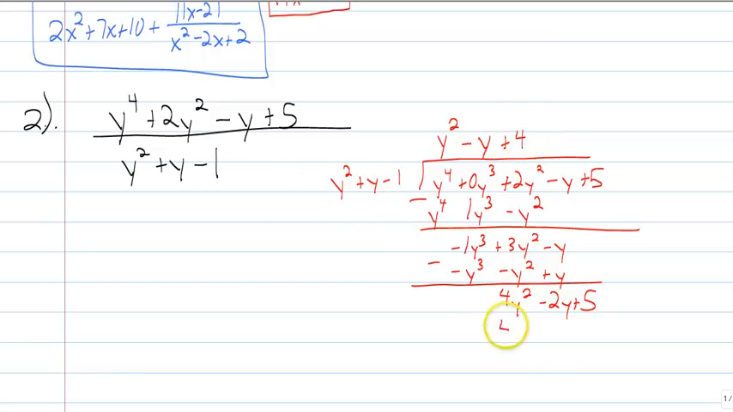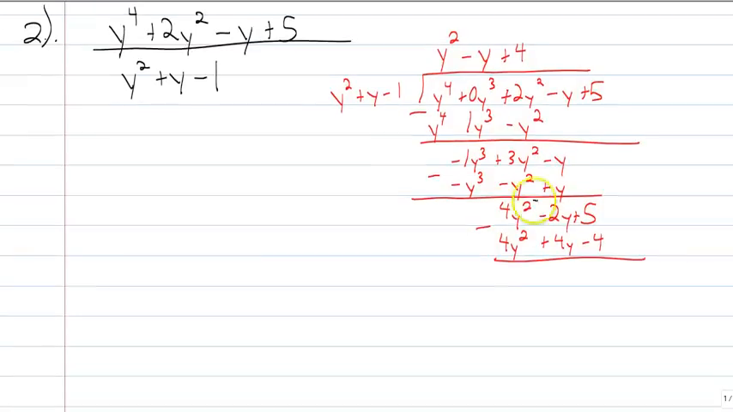4 times y squared is 4y squared. 4 times y is plus 4y, and then minus 4. We're subtracting. Those go away. This is a minus 6y. 5 plus 4 is plus 9. And again, this is your remainder.